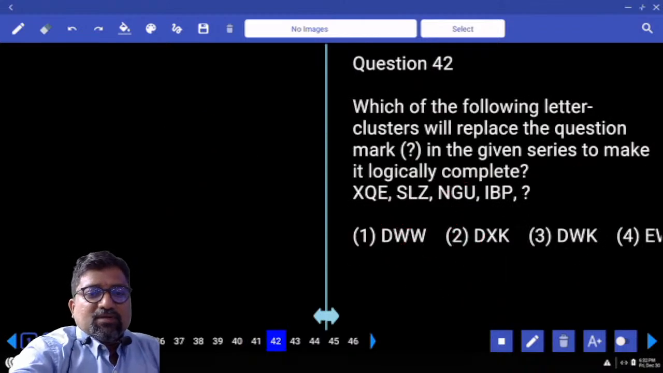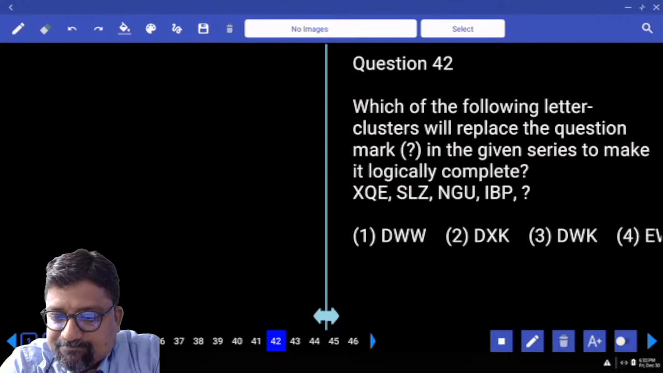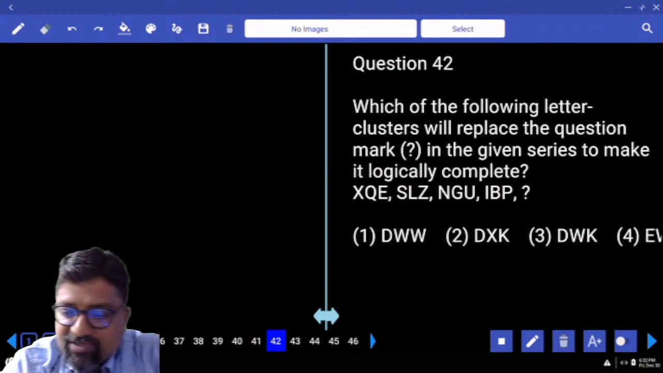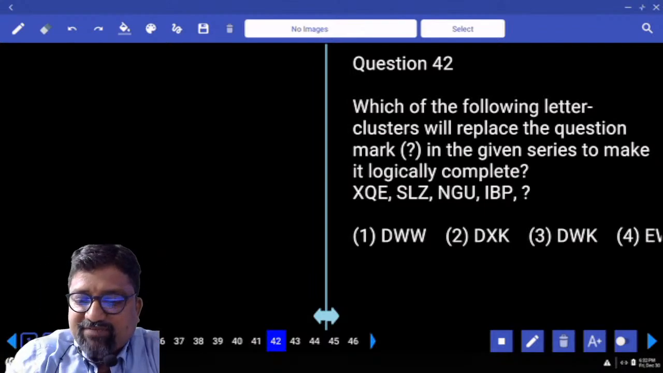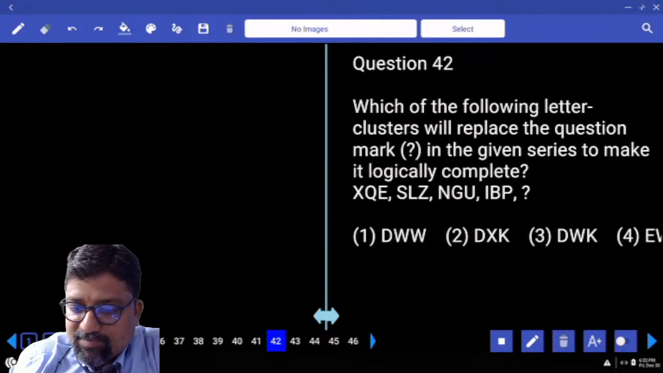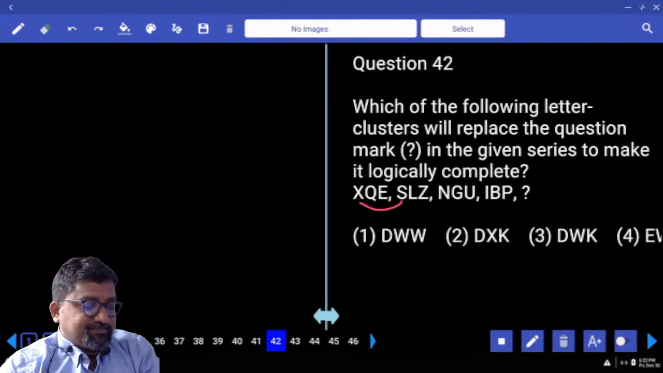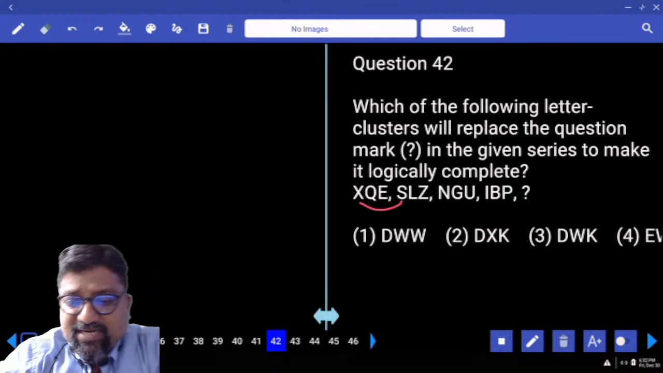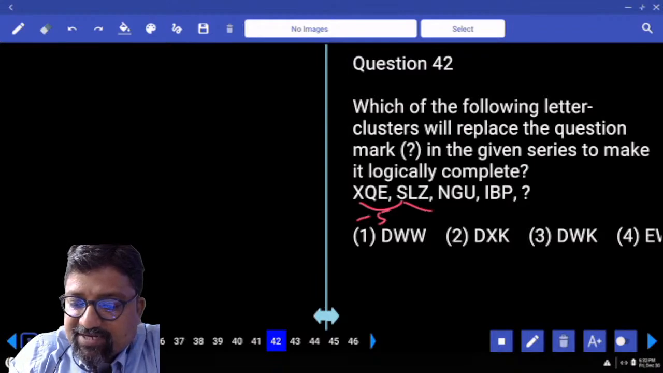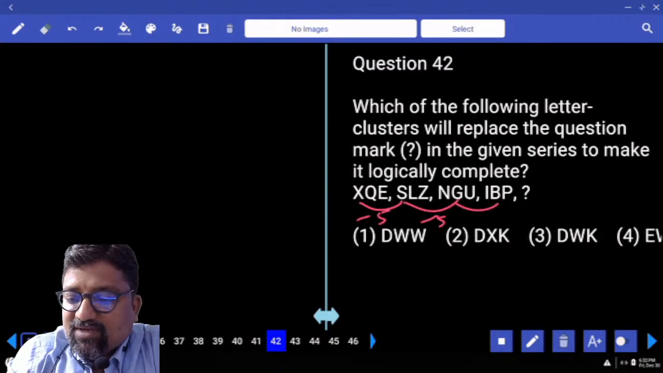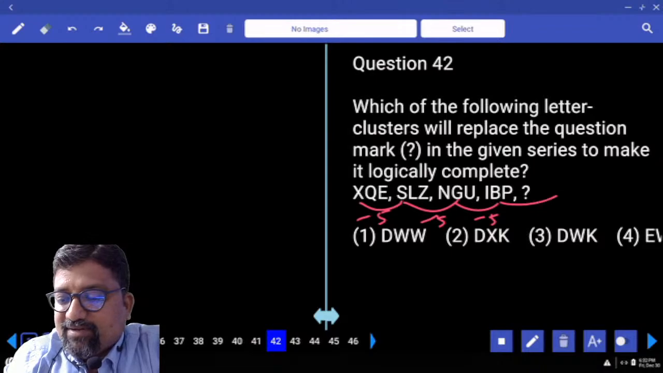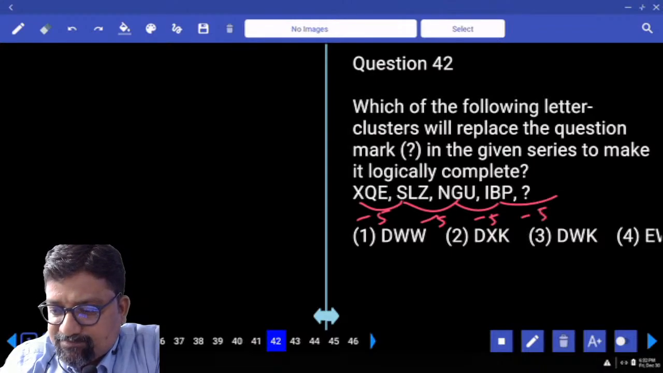Now letter series, I'll go with the first letters. Come on, what is the first letter? Place value చెప్పండి. ఎంత? 24. 19 minus 5, 19. 14 minus 5, 9. 9 minus 5, 4.